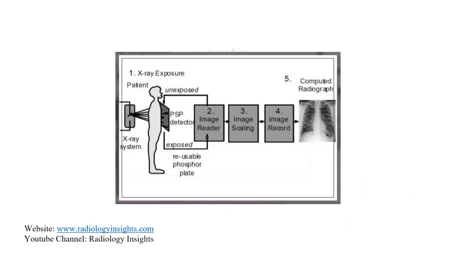Next, if you see the X-ray exposure of the patient, the X-ray system, as we have already seen, will release X-rays. Few of these X-rays are attenuated by the patient, and few of them reach the photostimulable phosphor detector, and from there they are read by an image reader. From there to the image scaler, then the image is recorded, and finally we get the image from computer radiography.